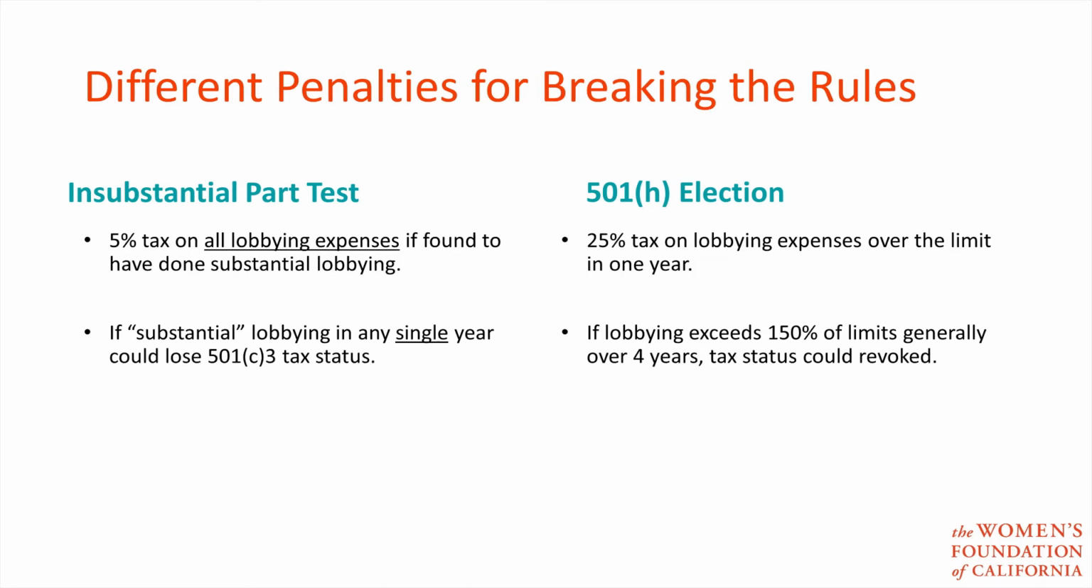If you are lobbying under the insubstantial part test, and you were found to have done substantial lobbying, you could lose your 501c3 that year. If you elect the 501H, you would have to go over your lobbying limit by an average of 150% for 4 years before your tax status could be revoked. So what should you do?